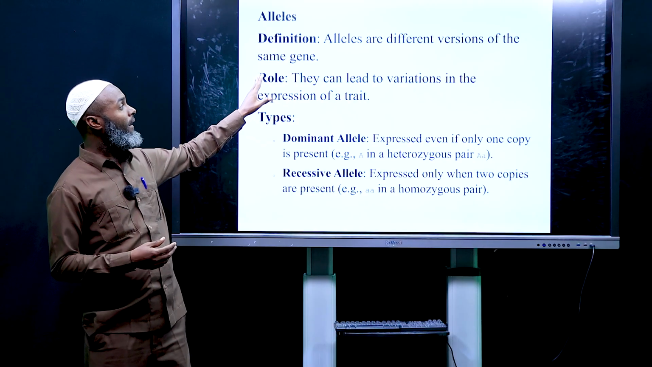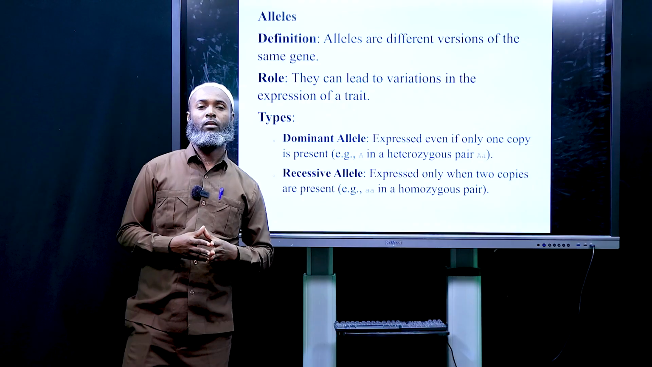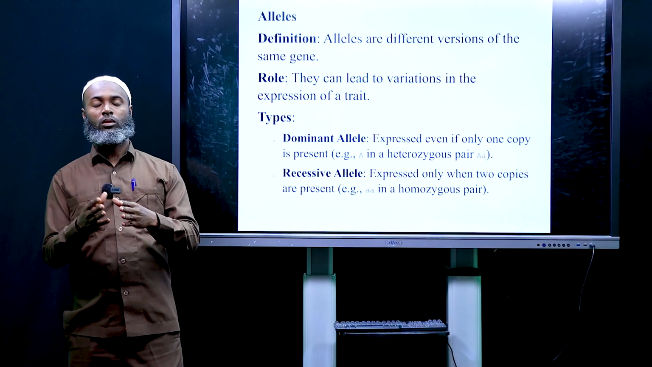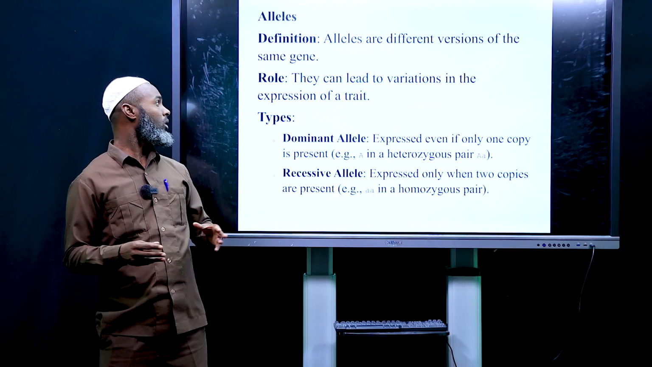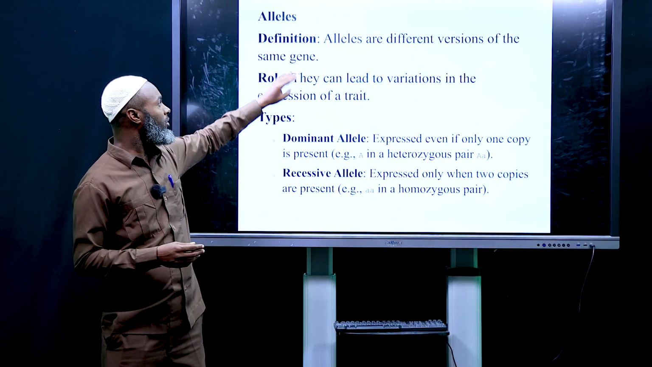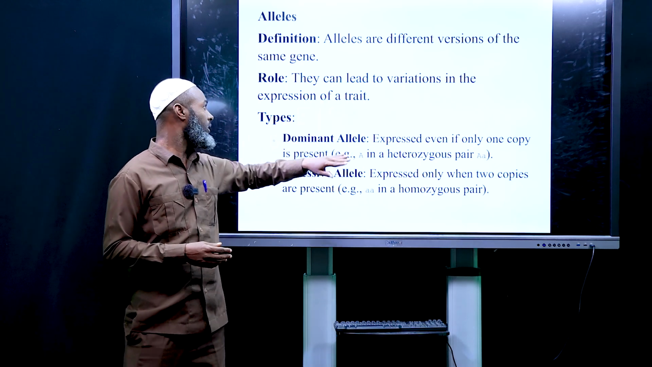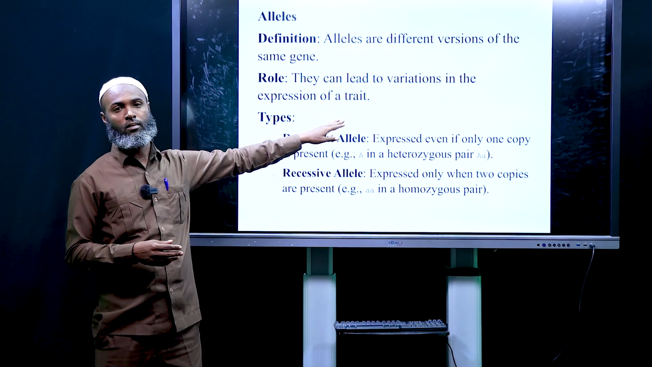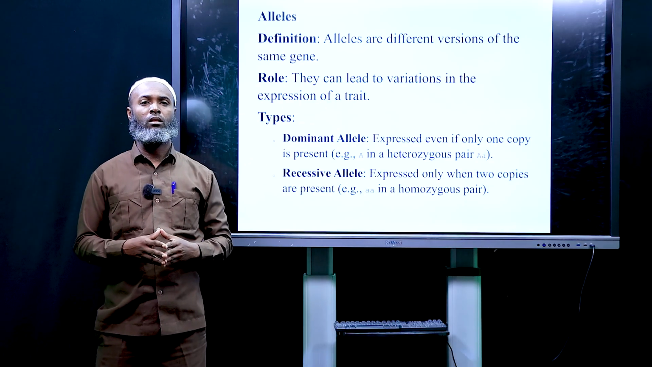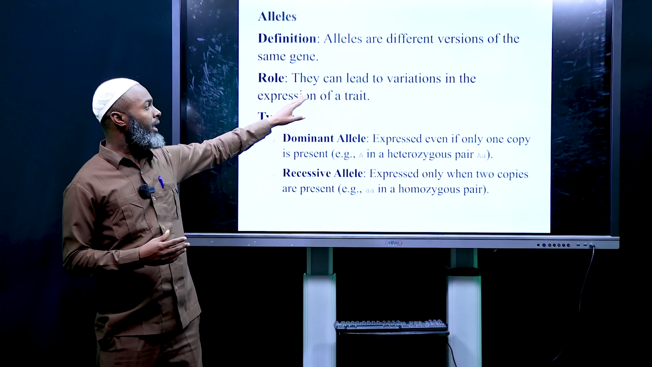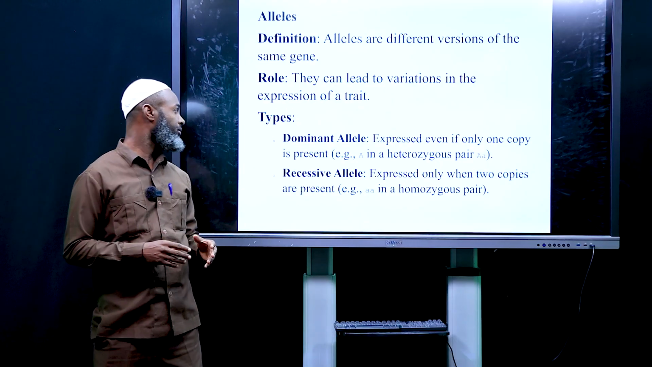Alleles are different versions of the same gene. One gene could have two alleles. So these are versions of a gene. They can lead to variations in the expression of a trait. So when traits are expressed, alleles lead to variation. They could be dominant alleles or recessive alleles.